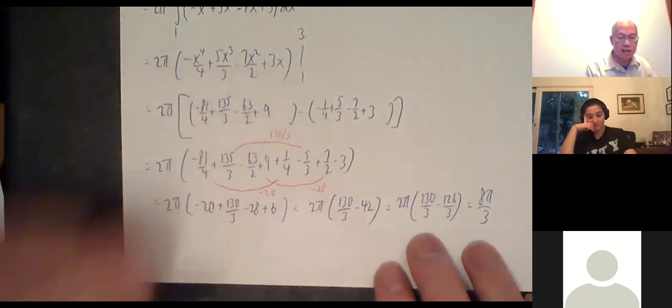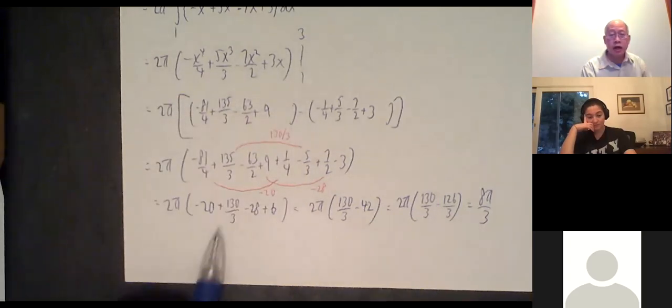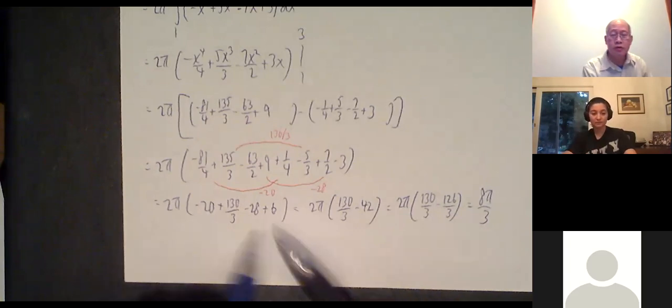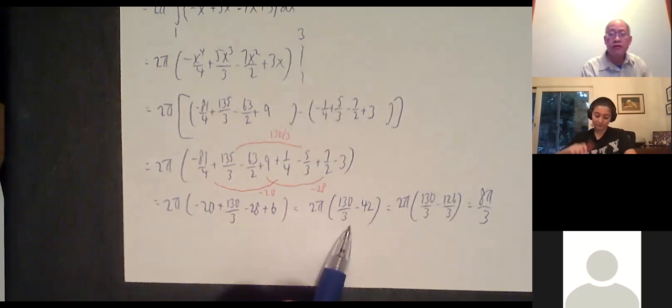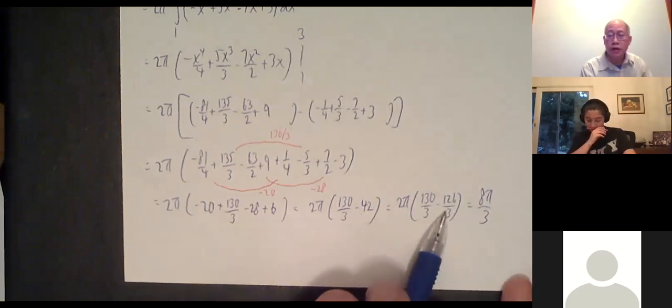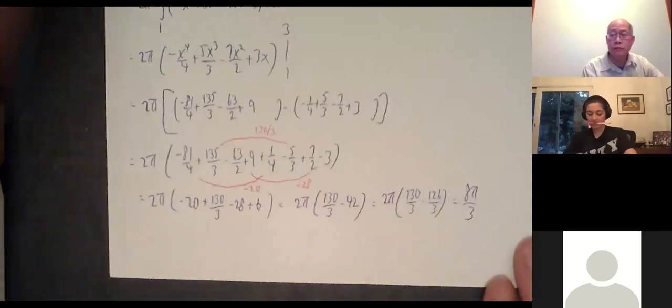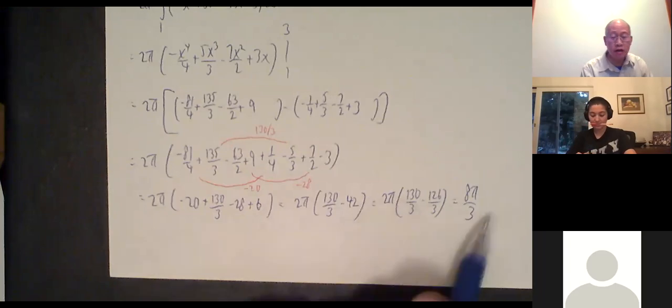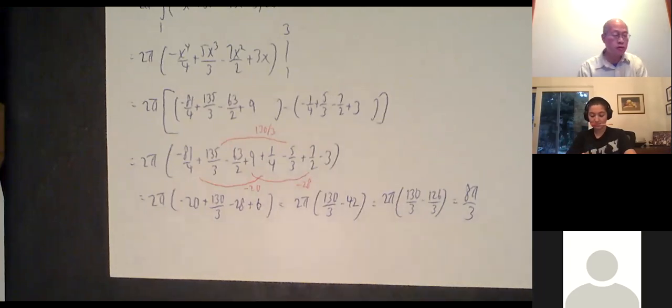Okay. This is just arithmetic, really. I leave the 130 over 3 alone because I don't like it. So negative 20 minus 28, that's a negative 48, plus 6 is a minus 42. Finally, I get a common denominator. So 42 over 1 is 126 over 3. So this comes out to be 4/3 times 2 pi. Final answer is 8 pi over 3.